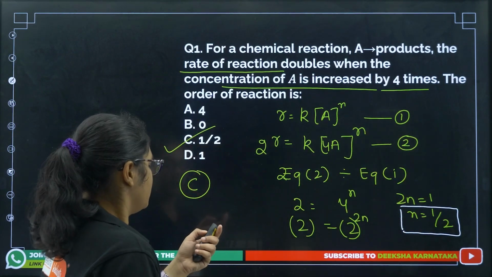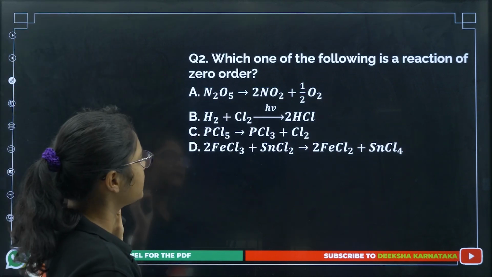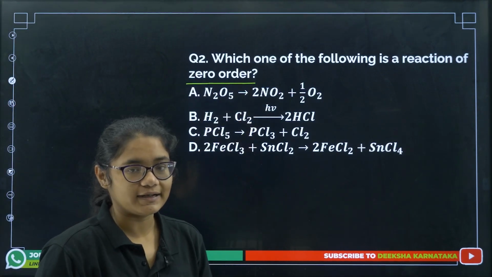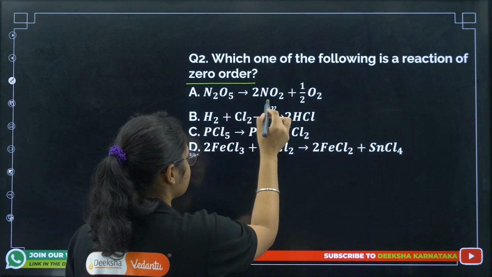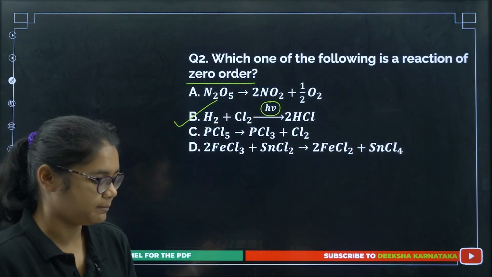Clear? Now coming to the next question, which of the following reactions is zero order? You know photolytic reactions are zero order reactions. So you can see this is a photolytic reaction. The correct answer for this question will be option number B.